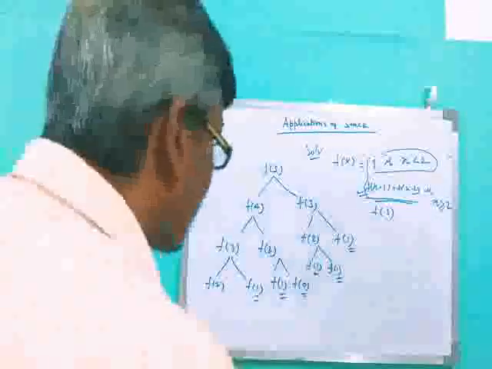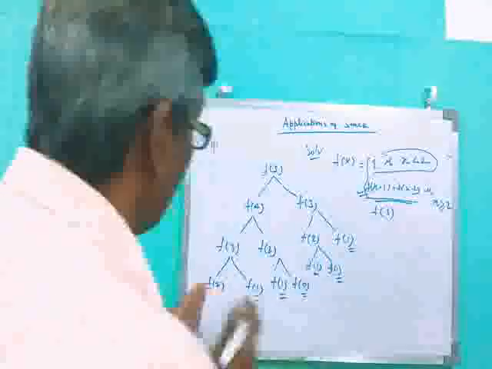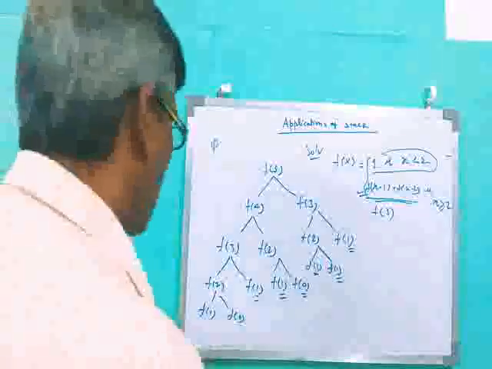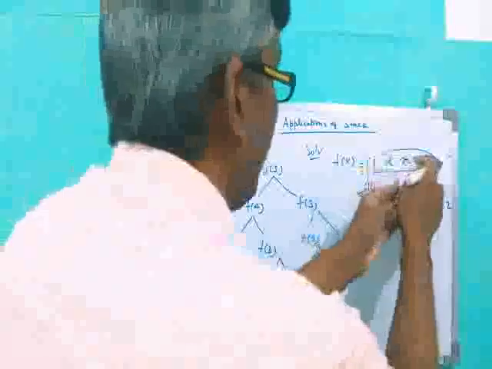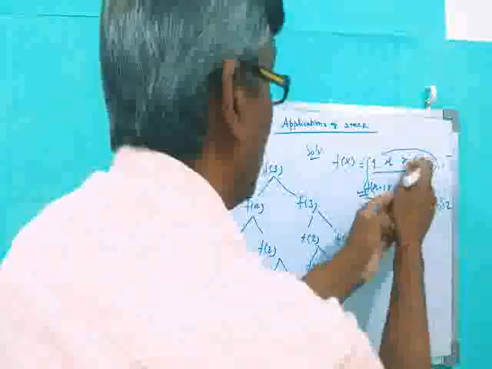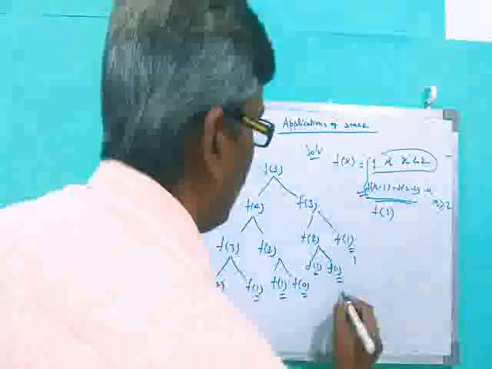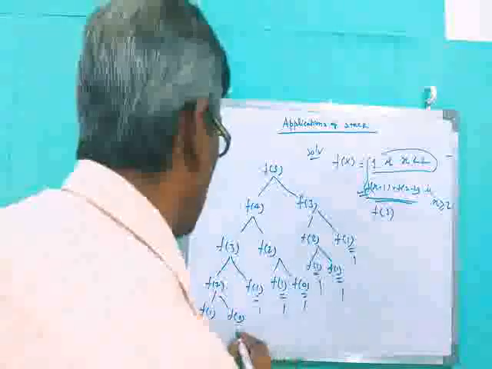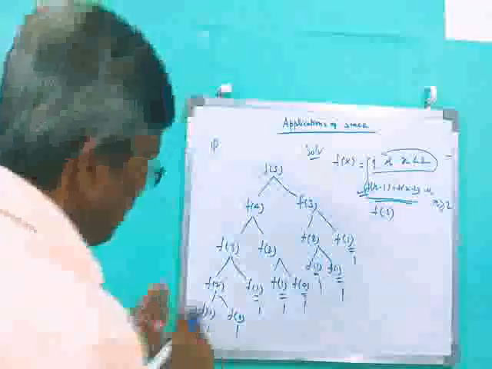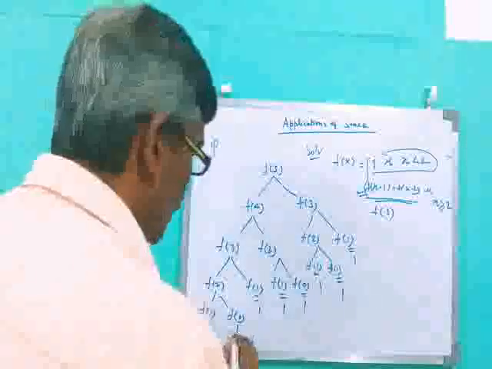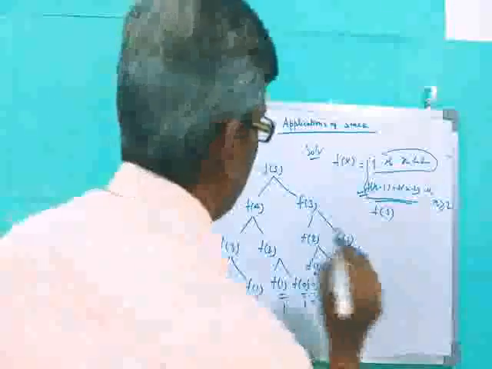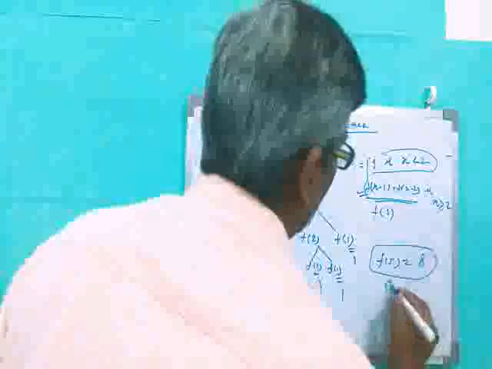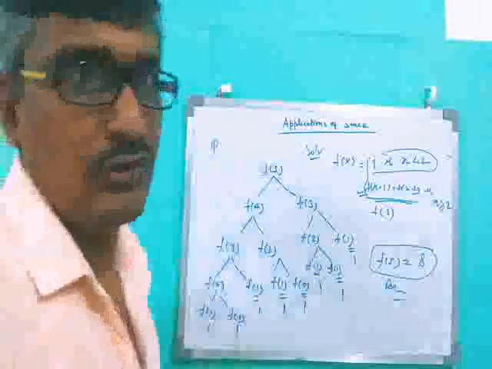The stopping condition is: if x is less than 2, then the value is 1. So each of these leaf values will be 1. Counting them: 1, 2, 3, 4, 5, 6, 7, 8. So f5 will be 8. This is the answer of the question.